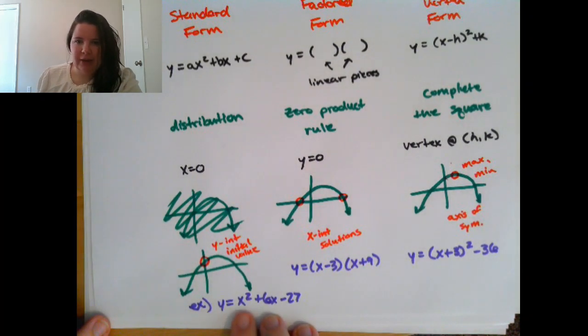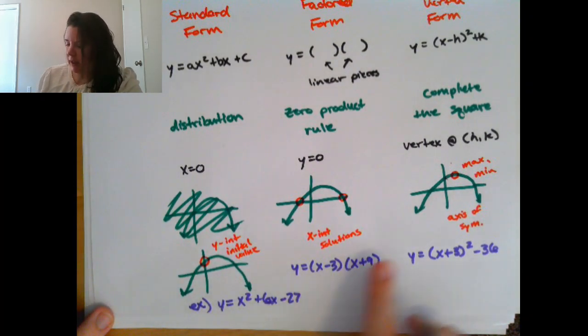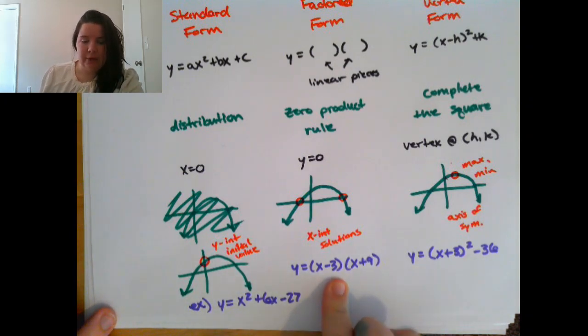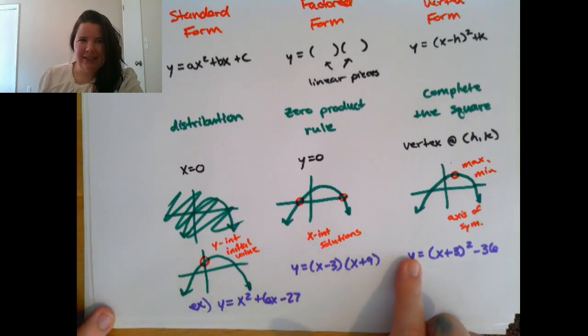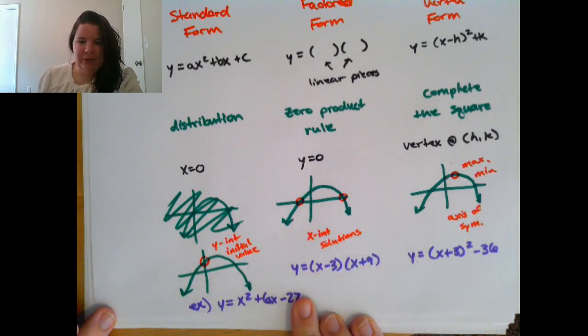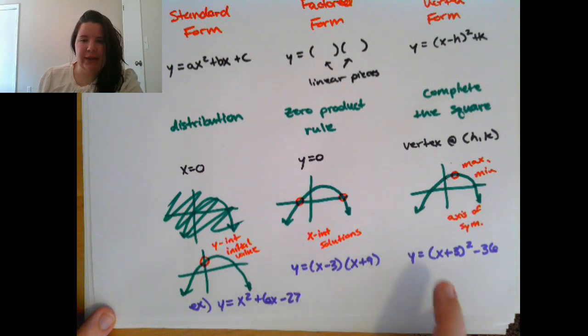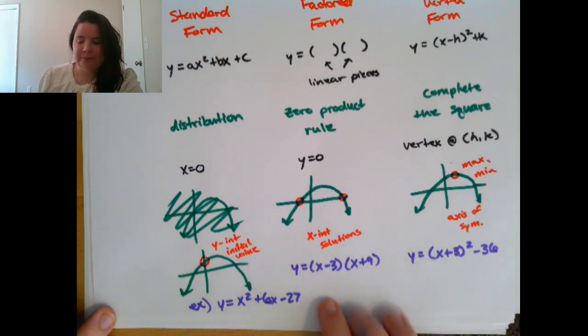I have here just a quick example. This is the same quadratic, the same parabola. It's just written in three different ways. And I would challenge you to see if you can start with one form and turn it into the other forms. You can start with any one you want to try to get the other forms.